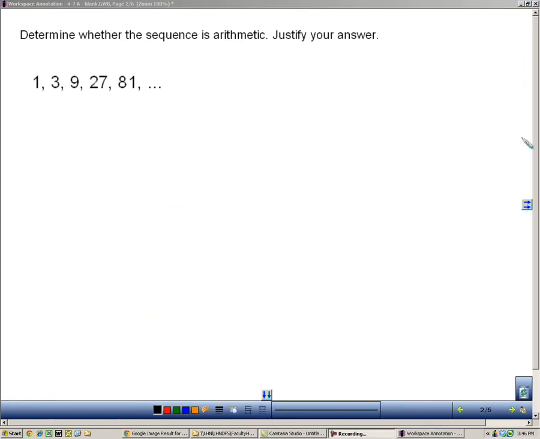Here we have a sequence, and we have to tell if it's arithmetic or not, and we're supposed to justify our answer. Well, if it's going to be an arithmetic sequence, I have to add or subtract the same number to get to each term. And for something like this, you can just look at it and tell how to go from 1 to 3. But I'm going to actually write it out so that when we get to the harder ones, they'll make more sense. To find the common difference, you take a term and subtract the one that comes in front of it. So 3 minus 1 is a positive 2.